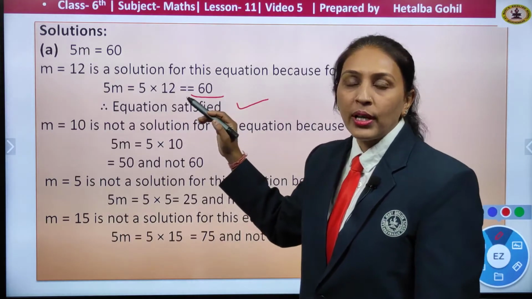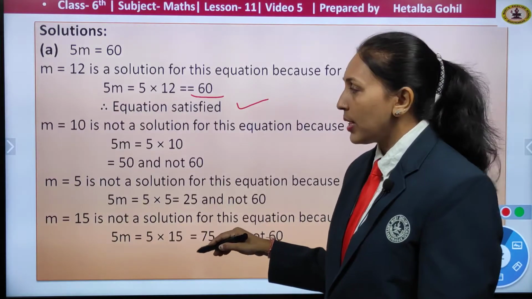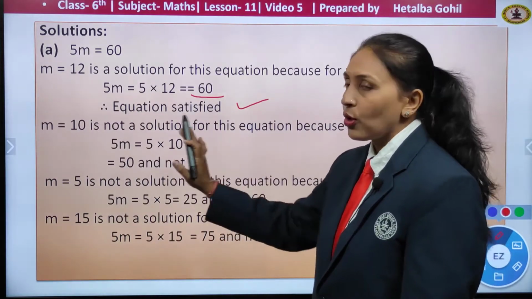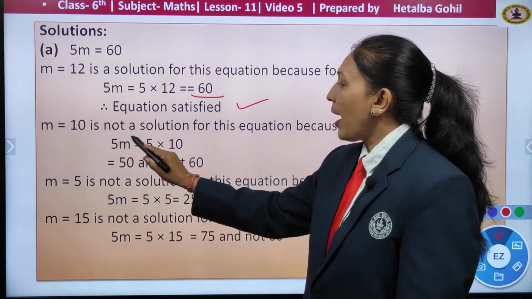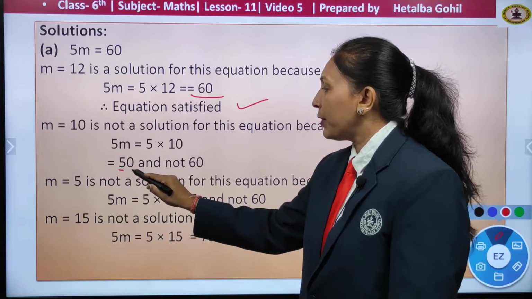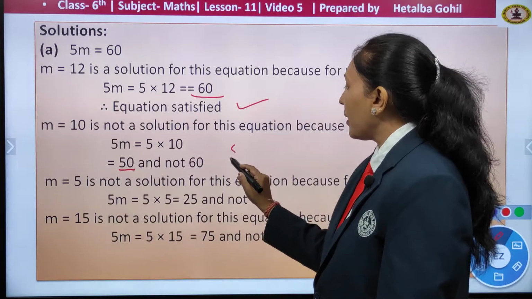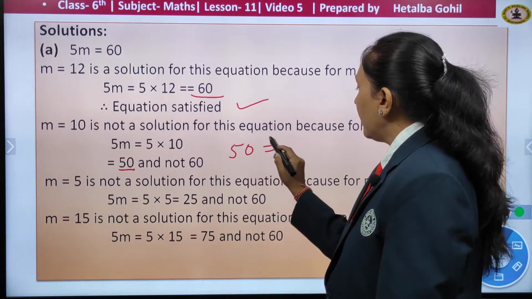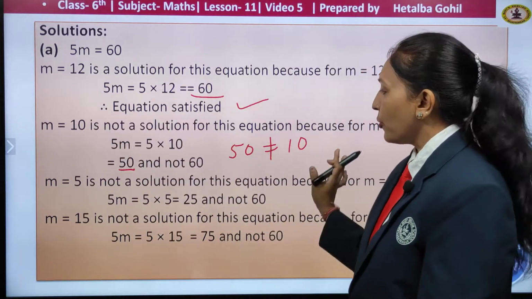But children, we don't have to stop here. You have to solve the remaining 3 values and tell that they are not the solution to the given equation. So, taking m equal to 10, 5m is equal to 5 into 10, that is 50. But here 50 is not equal to 60. Okay. So, I can say that m equal to 10 is not the solution.